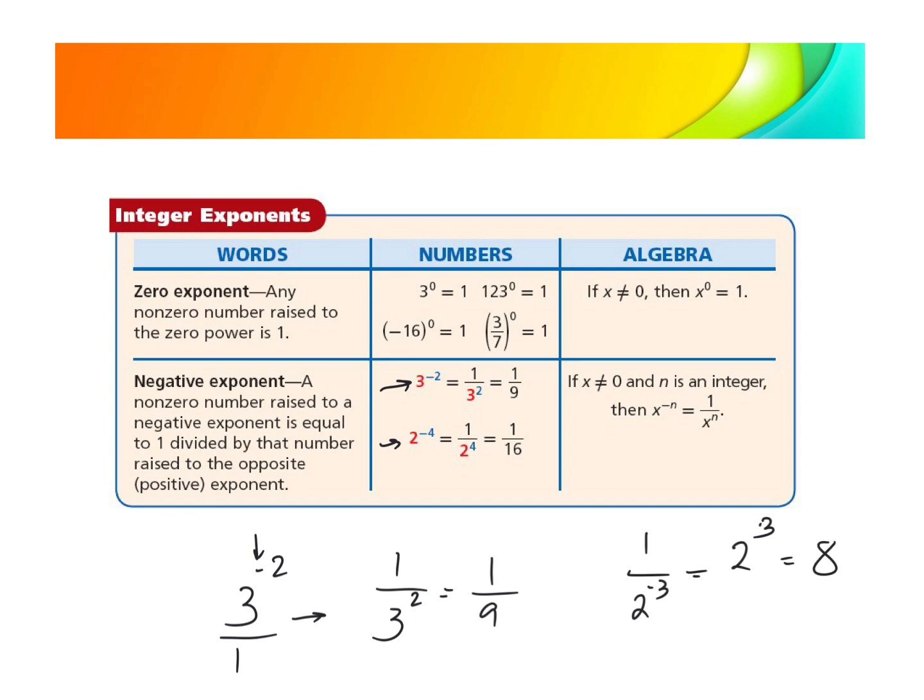So it's going to be 8 as your answer. All that means is it's going to flip it over. Doesn't matter if it starts at the top, doesn't matter if it starts at the bottom. And that is true also for variables, not just numbers.